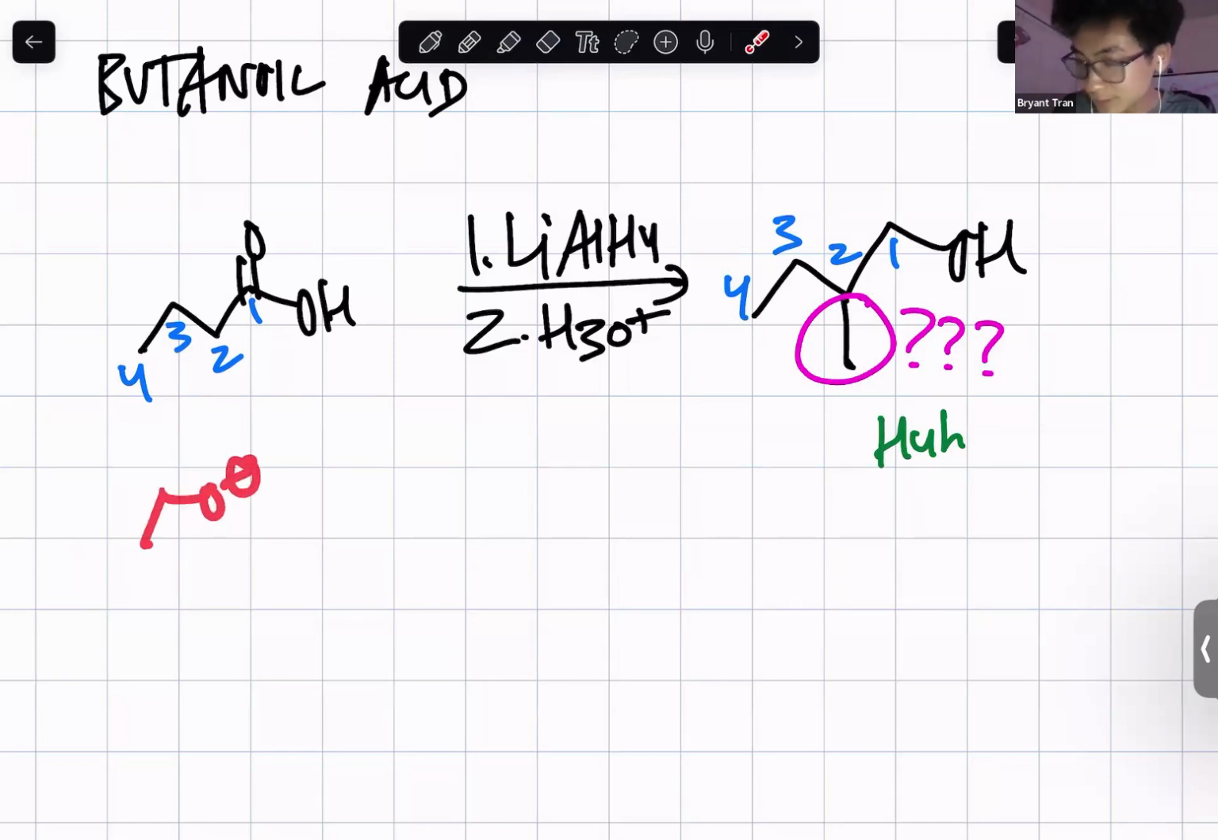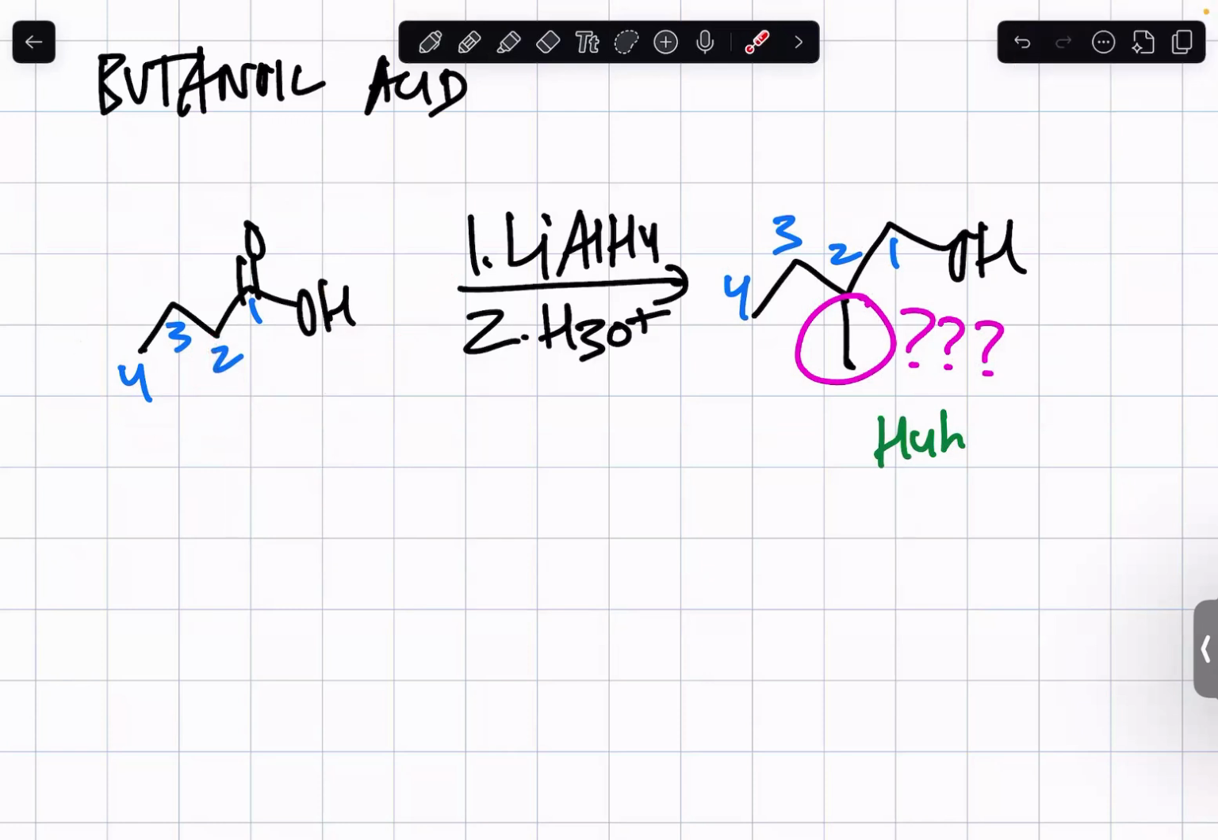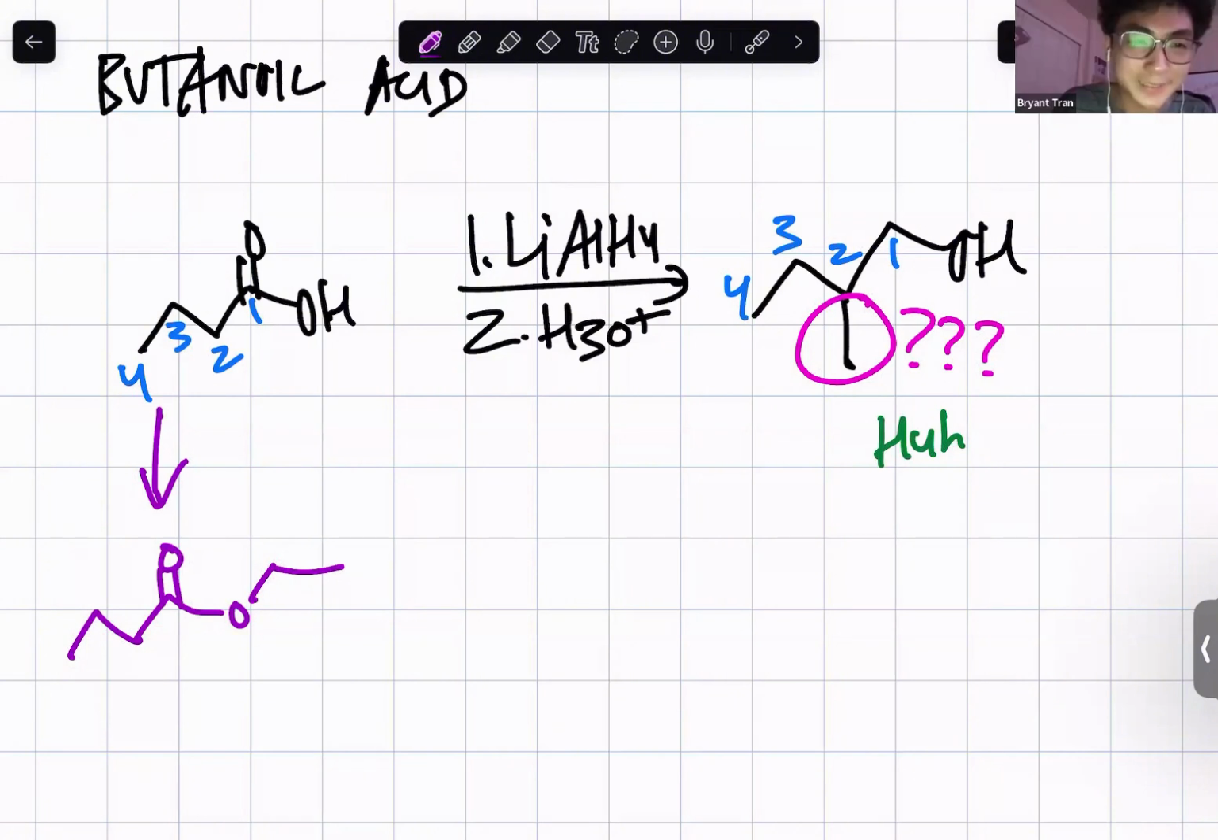But if we put in that base right there, it's not going to get this hydrogen. What's the problem? Oh, it's going to do acid-base with the OH. Yes, with the OH. But we want to do acid-base with the alpha H. What can we do to convert this carboxylic acid into an ester? This is one of the carboxylic acid derivatives.